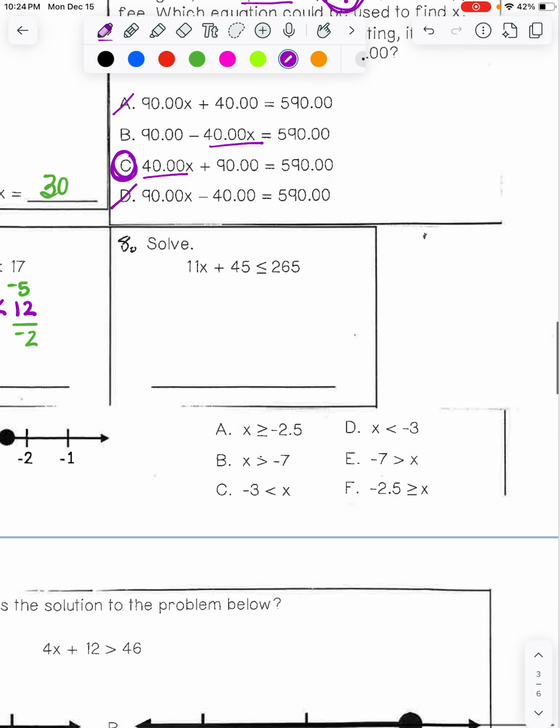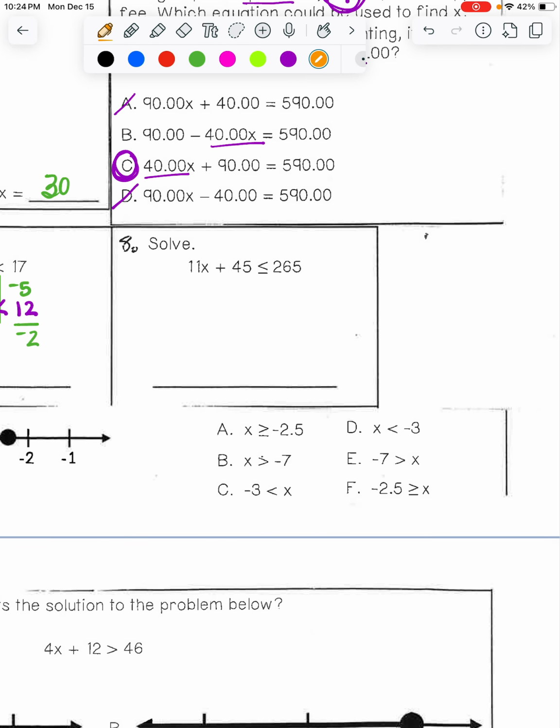Number 8, same thing. This one just happens to be a little bit bigger. I want to show you guys. Let me not get ahead of myself.